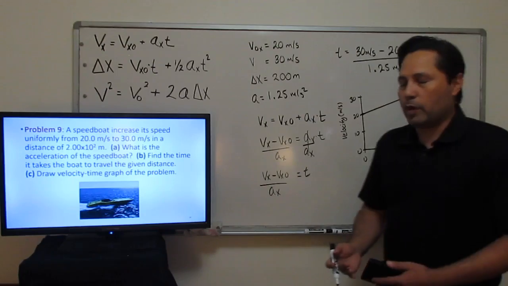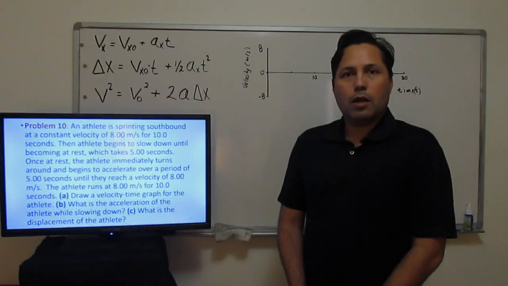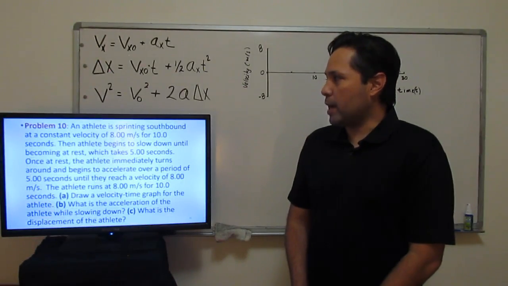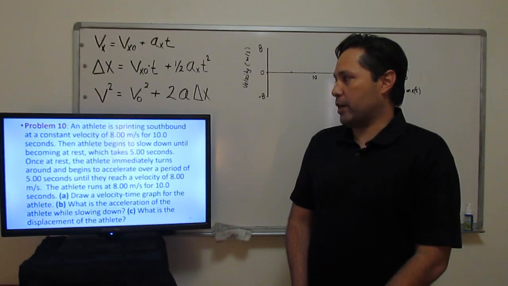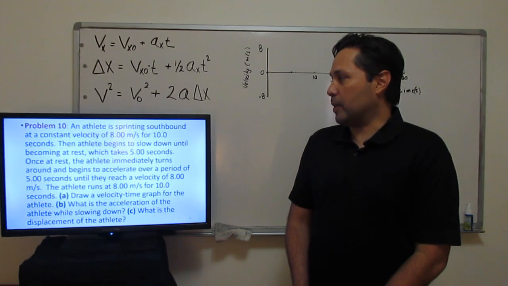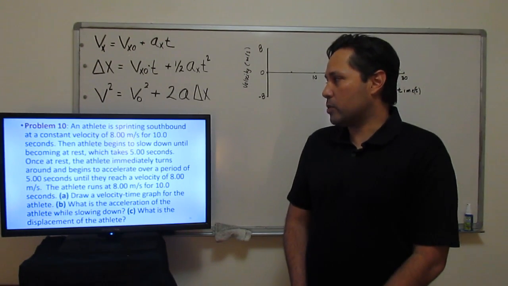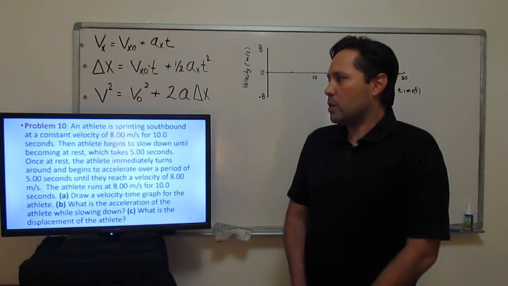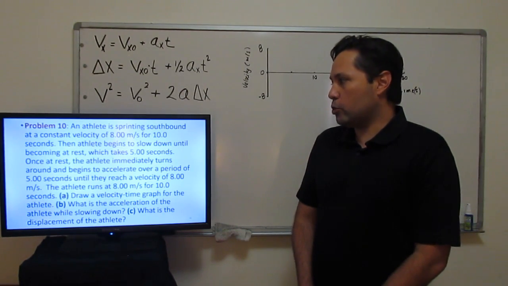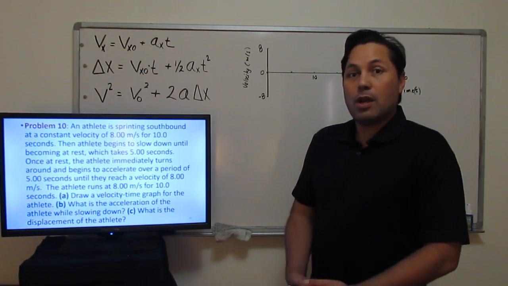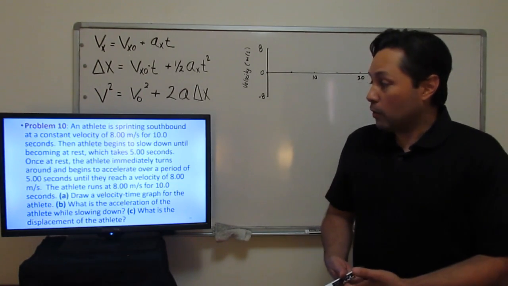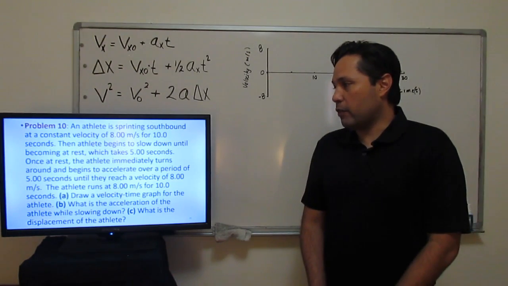Alright, that takes care of problem number 9. Up next is problem 10. In this problem they ask you, an athlete is sprinting southbound at a constant velocity of 8 meters per second for 10 seconds. Then the athlete begins to slow down until becoming at rest, which takes about 5 seconds. Once at rest, the athlete immediately turns around and begins to accelerate over a period of 5 seconds until reaching a velocity of 8 meters per second. The athlete runs at 8 meters per second for 10 seconds. Then letter A: draw a velocity time graph for the athlete.